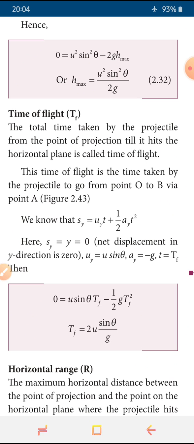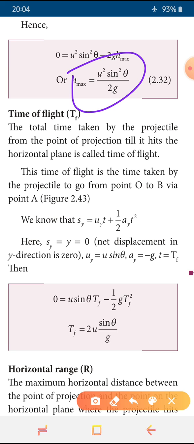Then we are finding the maximum h maximum. So this equation will become u square sin square theta divided by 2g. This is equation 2.32. We got the answer for maximum height when it is traveling in the projectile motion. Okay, next is time of flight.